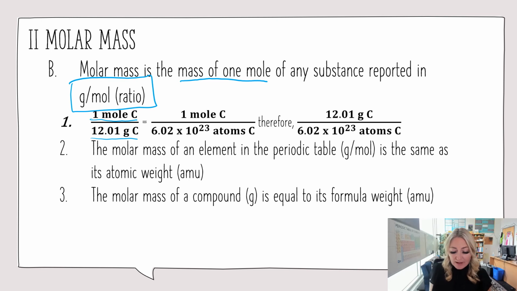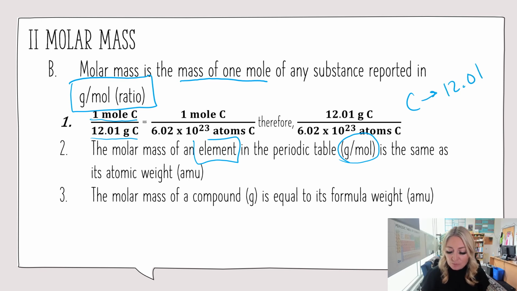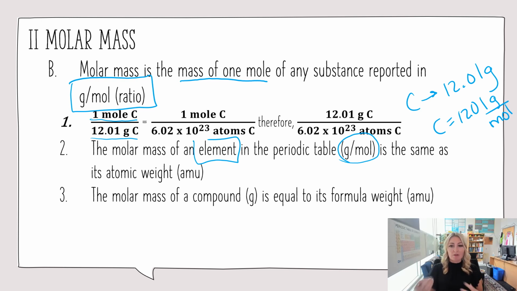The molar mass of your element in the periodic table is reported in grams per mole. That's our unit. That's the same thing as its atomic weight. So when we talk about an element, and that was the example we gave here, we know carbon's atomic weight off the periodic table is 12.01 grams. That's also equal to its molar mass. Carbon's molar mass is 12.01 grams per mole of carbon. So the molar mass of a compound is also equal to its formula weight, where you would add up all of the individual atoms that are in that compound as well.